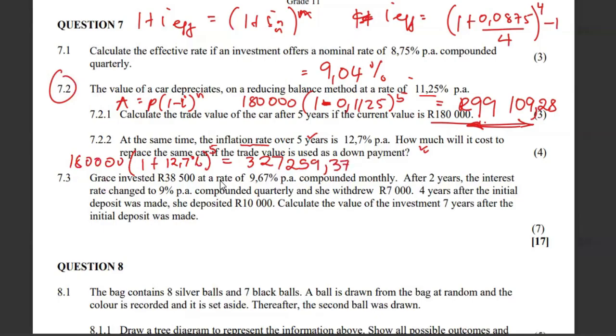327,259.37. Okay, so in 5 years' time the car is going to cost that much. Now, if we are using the 99,109.28 as a down payment, meaning that we're going to subtract 99,109.28. Okay, so let's subtract that. That gives me 228,150.09.